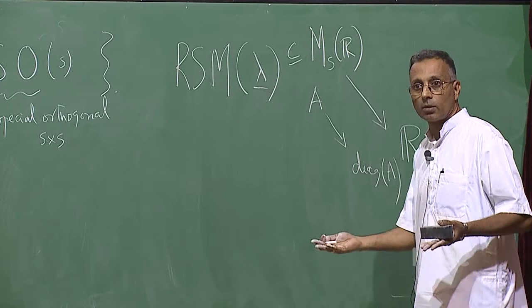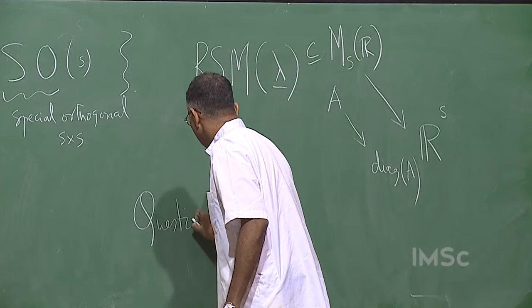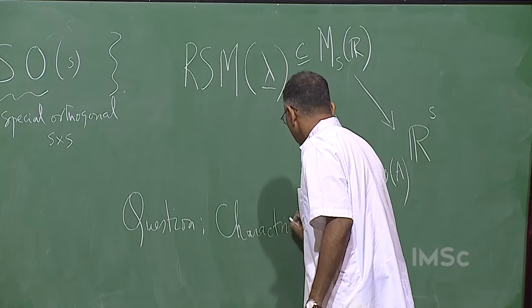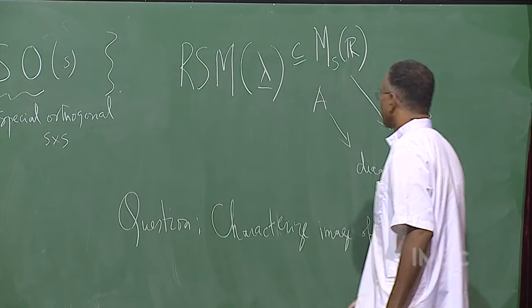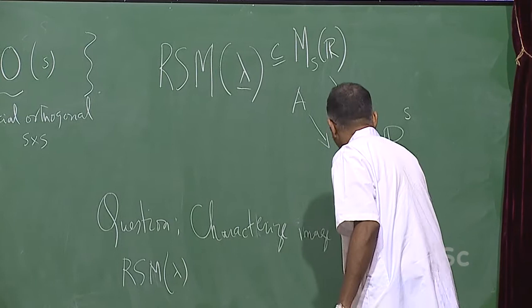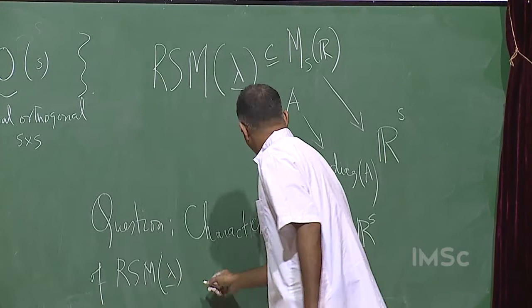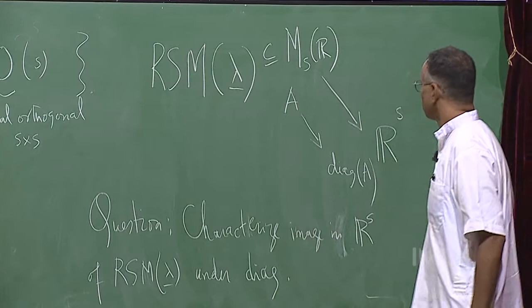What is that subset? So question. Characterize the image of RSM lambda, image, okay, to be precise, in R^S of RSM lambda under the diagonal map. This is the diagonal map. So let me use a capital D.